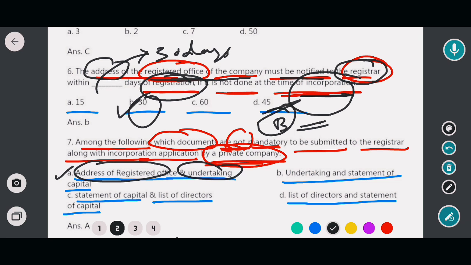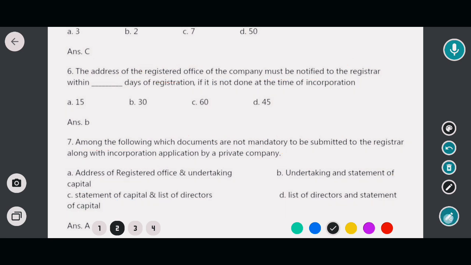So the correct option would be option A, that means the documents that are not mandatory to be submitted to the registrar along with the incorporation application are the address of the registered office and undertaking. So in this case the correct option will be option A. Now on to the next question.